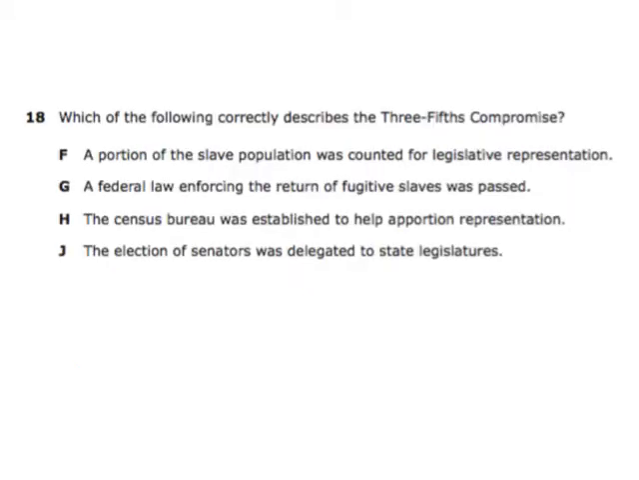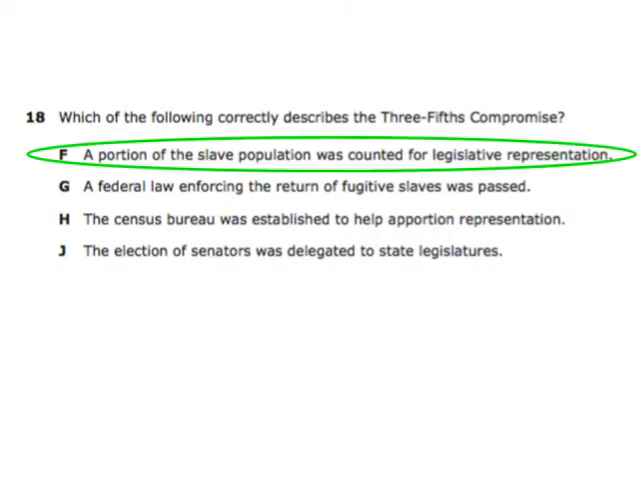Okay, moving on. Which of the following correctly describes the 3/5 compromise? I was about to read all the answers here. The 3/5 compromise: a portion of the slave population was counted for legislative representation. Talked about this in one of the other videos because I think they had this same question or something similar.